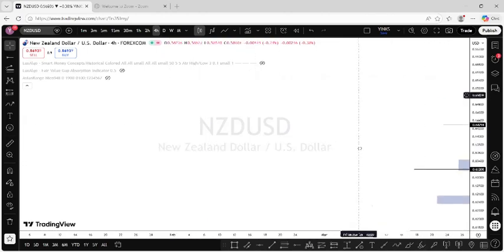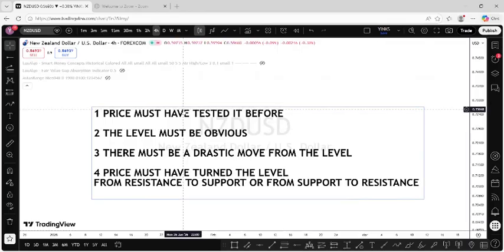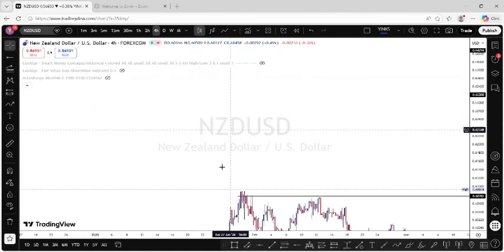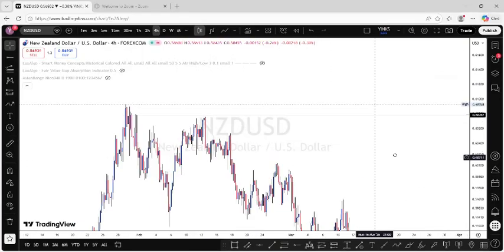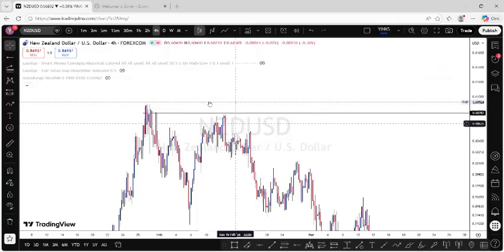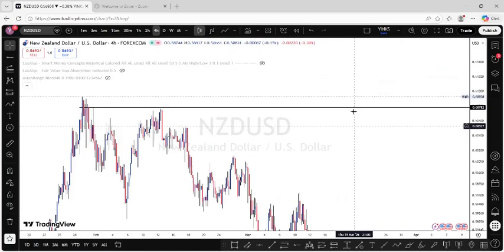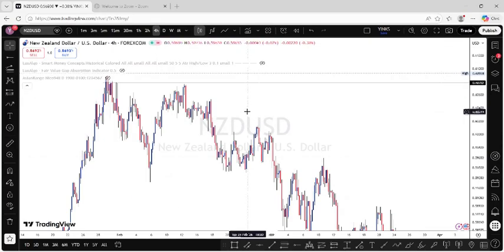Now, out of all these criteria, even if only one is met, the level is valid. If any of these has been met, the level is valid. Now, if you check this level, you see that we have three criteria met on this level, which means it is very, very valid. So whenever price comes there, expect a drastic move, a drastic drop. Because why? This level is a strong level.